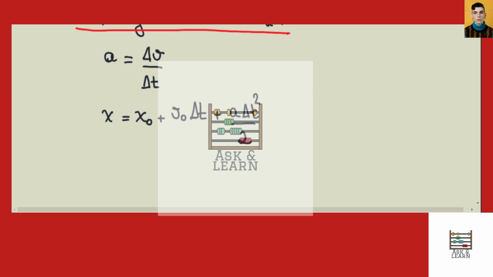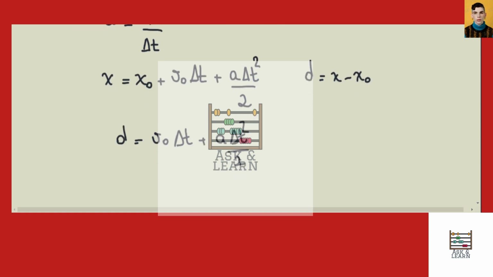Okay, and I'm going to define the distance traveled by the particle as x minus x0. So the distance d is equal to v0 delta t plus a delta t squared over 2. Remember that since the acceleration is delta v divided by delta t, then delta t is actually delta v divided by the acceleration.